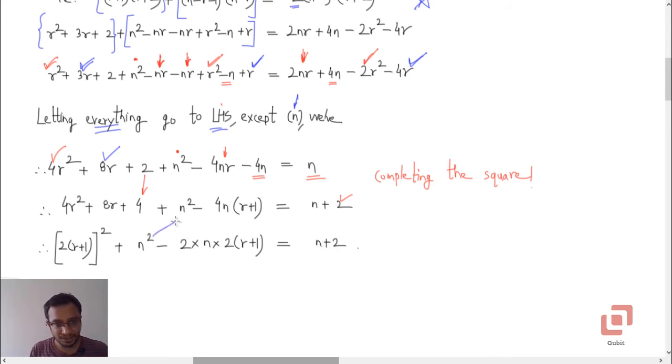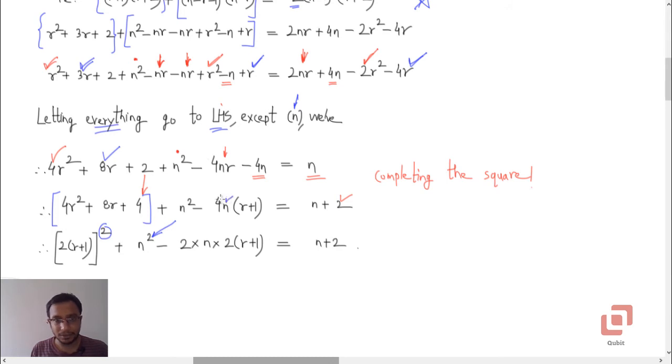First, keep n squared as it is. Observe that the first 3 terms, 4r squared plus 8r plus 4, and we got this 4 by completing the square, is basically the expansion of 2 into bracket r plus 1 the whole square. Now we have to adjust the last 2 terms so that we can make use of a squared plus b squared minus 2ab, and that's exactly what I've done.